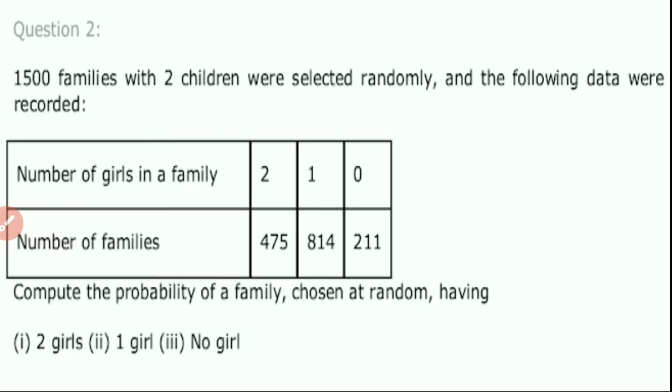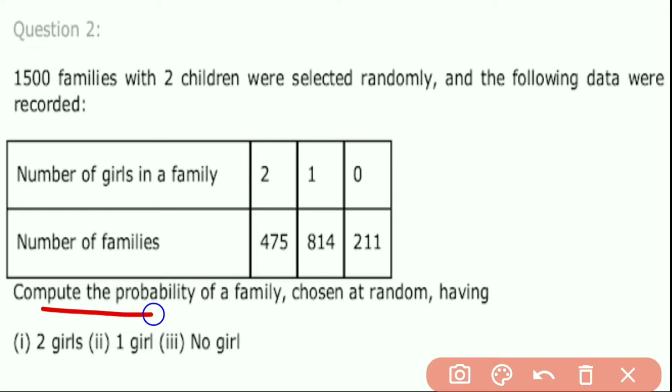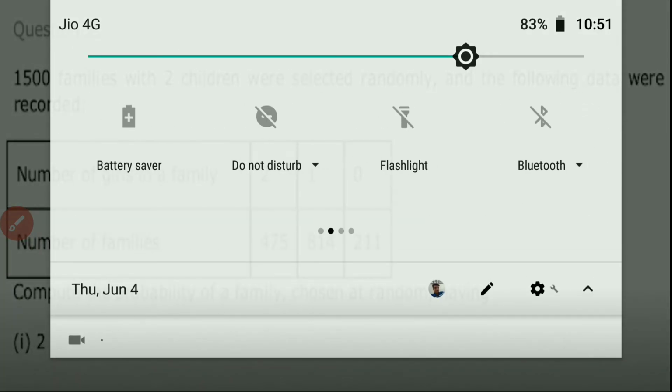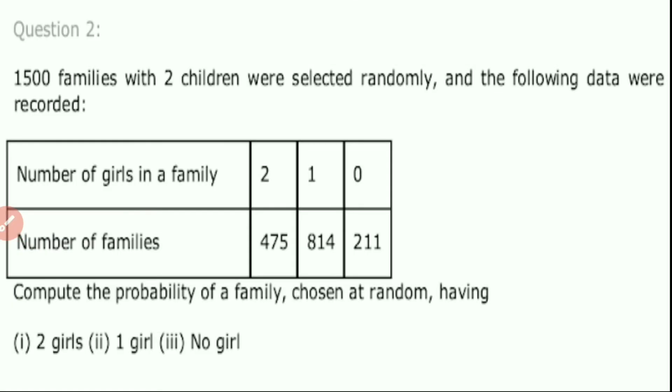In certain families 2 girls are there, and there were 475 such families. In the same way, if a family has 1 girl, there were 814 families. If there are no girls in the family, both being boys, that is 211. The question is asking us to compute the probability of a family chosen at random having 2 girls, 1 girl and no girls. I repeat, 2 girls, 1 girl and no girls.